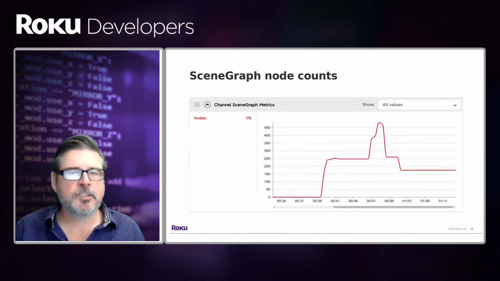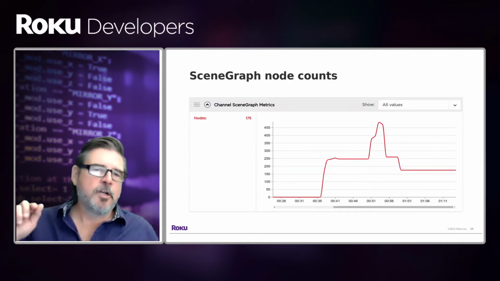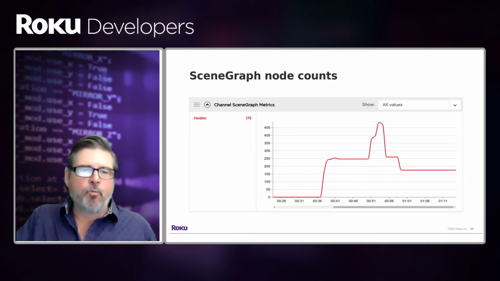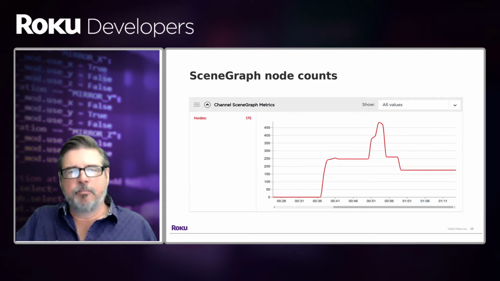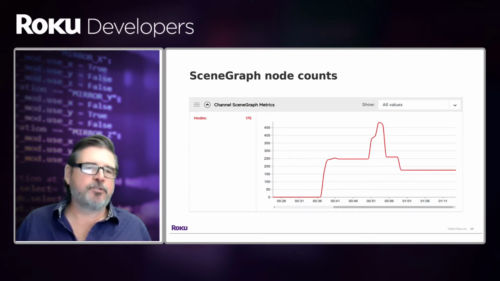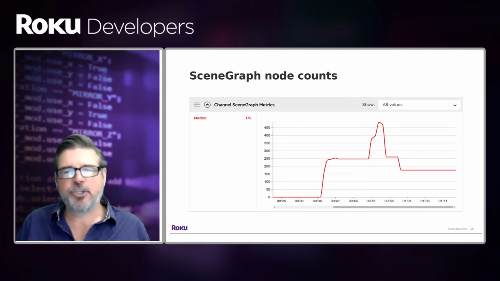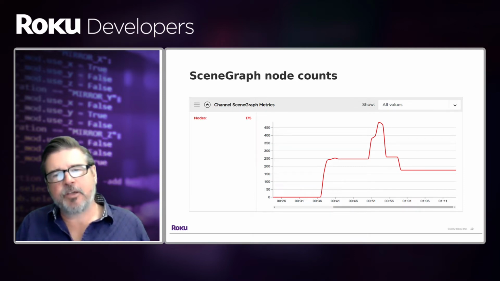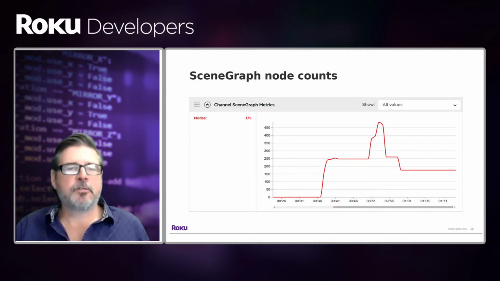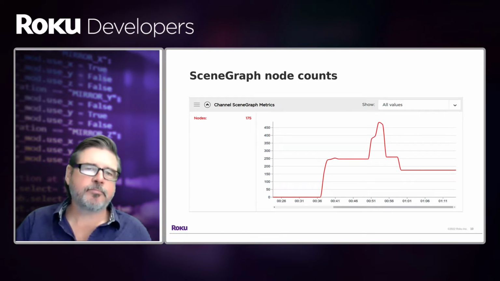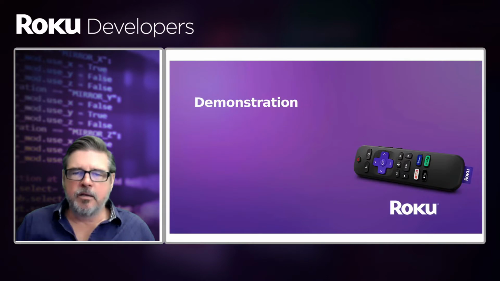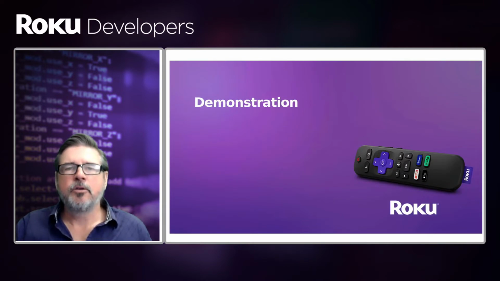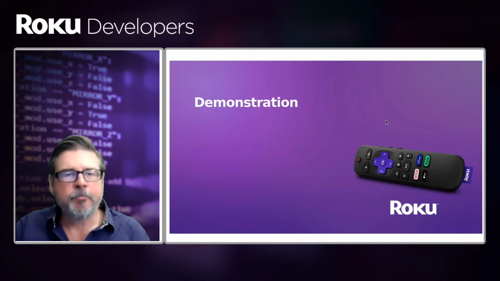And scene graph metrics. One of the things that this tracks is just the raw number of scene graph nodes used by your channel. And probably the most important thing to look at here, and we'll look at it in the demo, is making sure this number doesn't just keep creeping up, but this is just the number of nodes that your channel uses. That said, let's now do a demonstration.